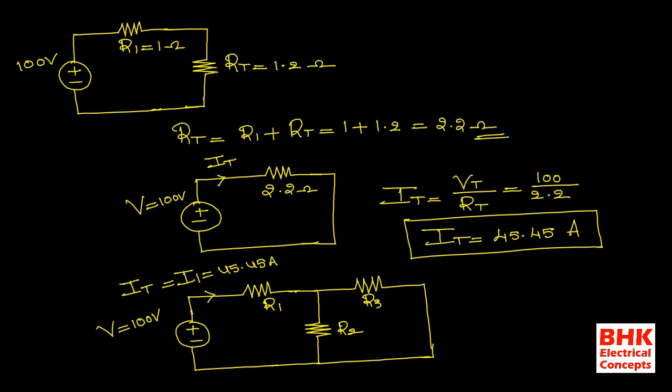Okay. So this is the value of current which is incoming to this particular junction point. Now we know that 45.45 amperes is the total current available at the junction point. And from this junction point, two resistance branches, R2 and R3, are connected. If these two resistance branches form closed paths, then definitely current will flow through this R2 and this R3. Now we need to find the value of I2 and the value of I3 by applying the current division rule.